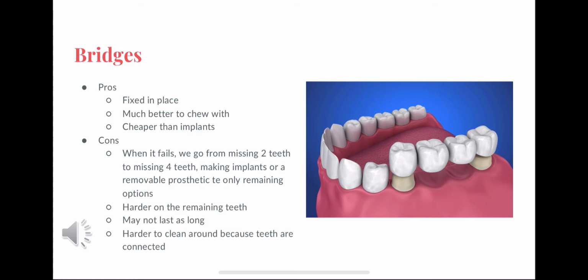The cons to this appliance is that when it fails, it goes from a 2-tooth problem to a 4-tooth problem. The explanation to that is that we were missing 2 teeth before, and they're sitting on 2 other teeth, and if one of those abutment teeth fail, we now include 4 teeth instead of 2. Another con is, just like we described, it is actually harder on the remaining teeth because the abutment teeth are trying to make up for the 2 teeth that are missing. It is also very challenging to clean around. You have to thread floss underneath it and clean out the food debris after each meal. This being the case, they do not last as long as implants.